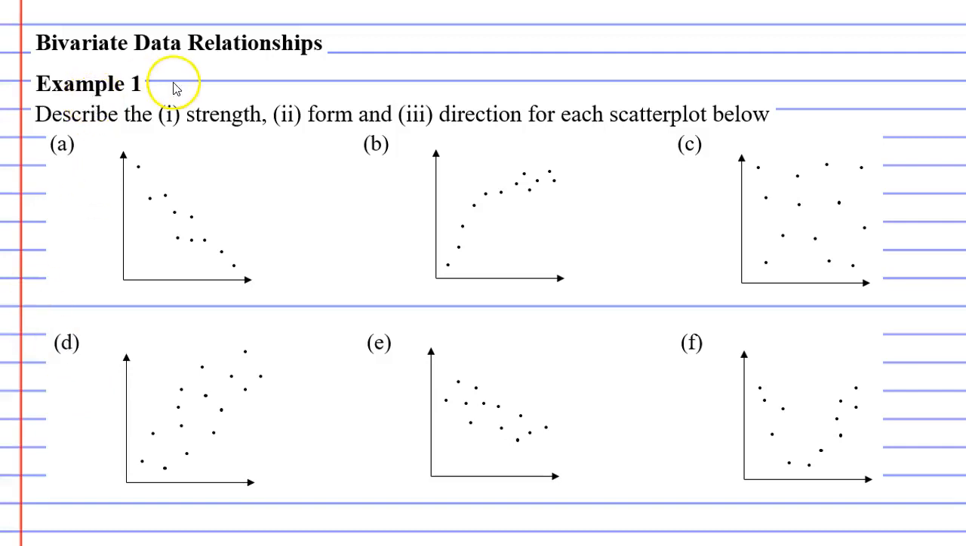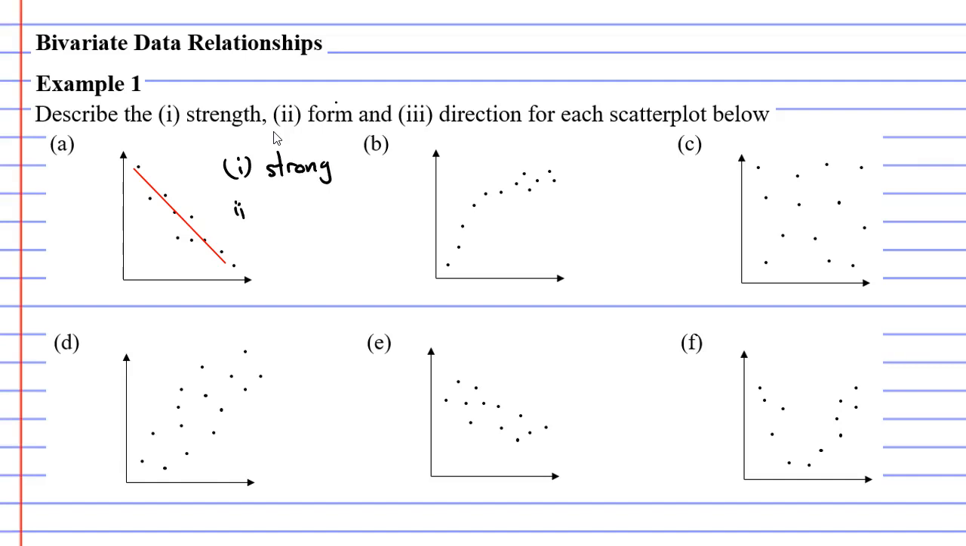In this video, we're going to complete example 1. We're going to describe the strength, the form, and the direction for each scatter plot below. So when we look at question A, if we were to draw a line of best fit, like so, you'll see that all the points here are quite close to the line. And I reckon this is quite a strong relationship, this one here. So I'm going to write down that the strength is strong.